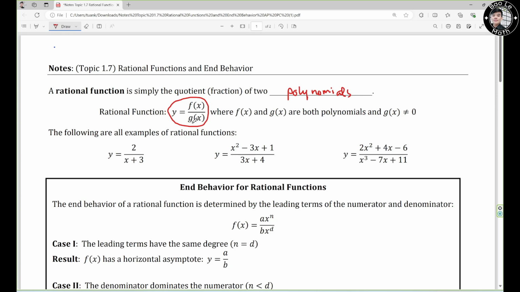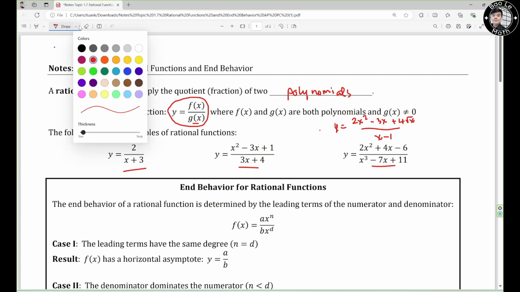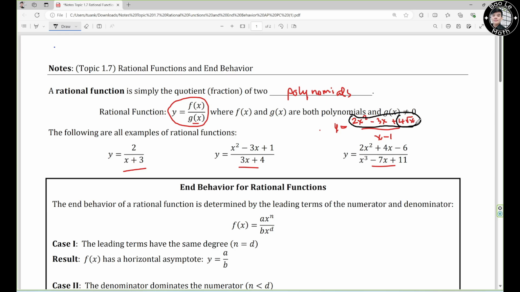And g of x must be different from 0 in order for the rational function to be defined. Okay, so look at the following. This guy and these guys are rational functions. For example, we have y equal to (2x squared minus 3x plus 4 square root of x) over (x plus 1). This is not a rational function because the top is not a polynomial. We have the fourth root of x right here.